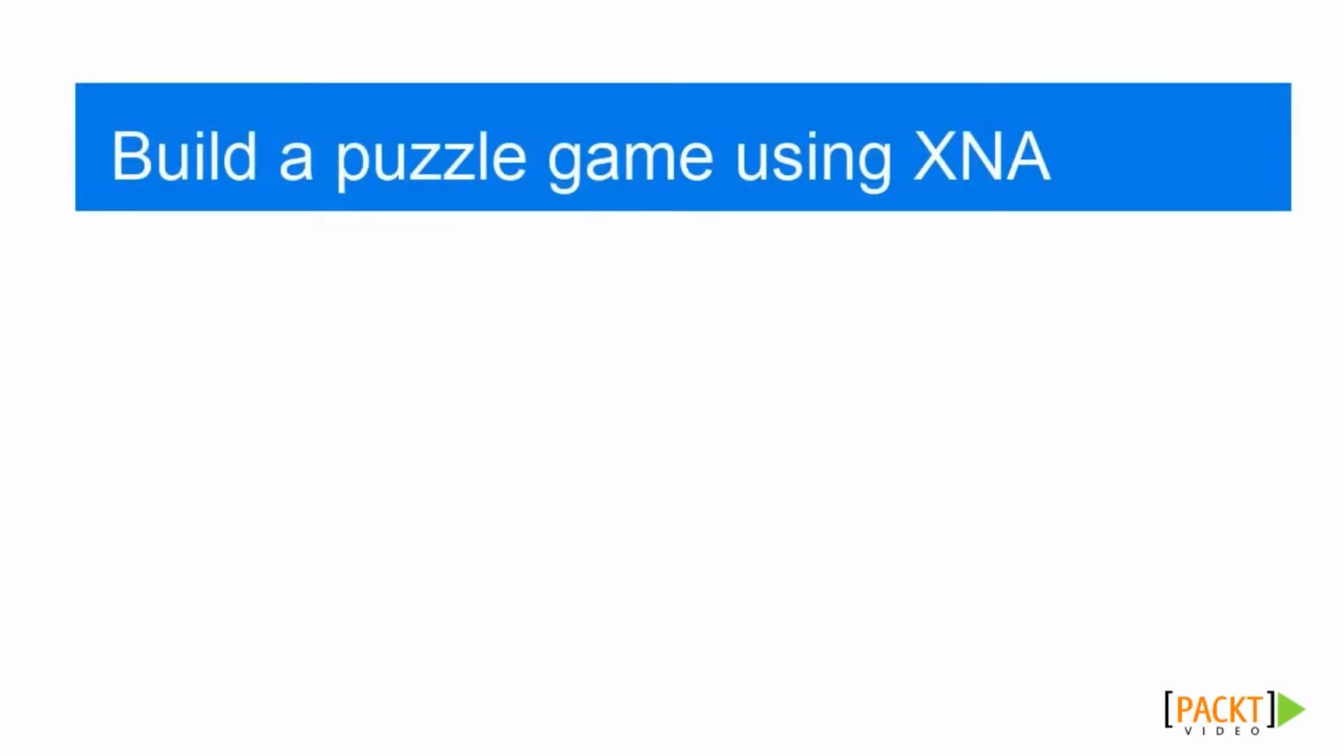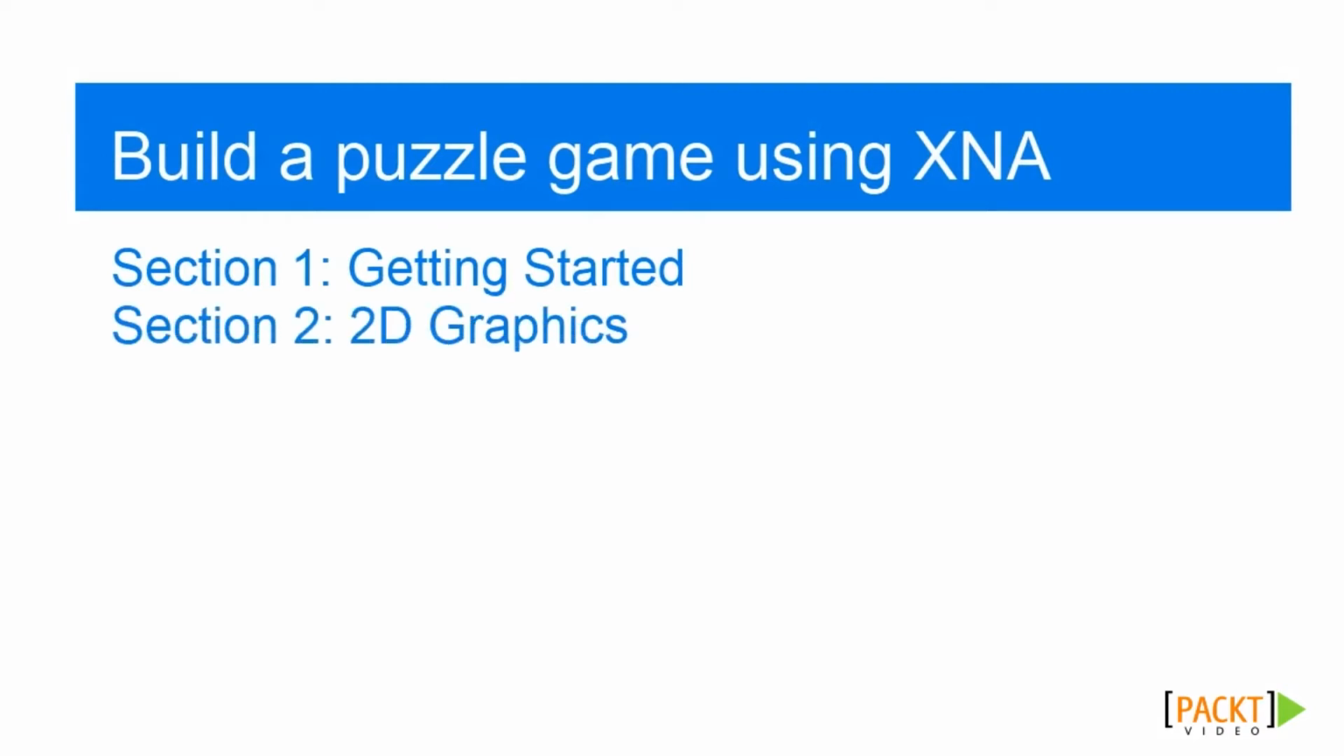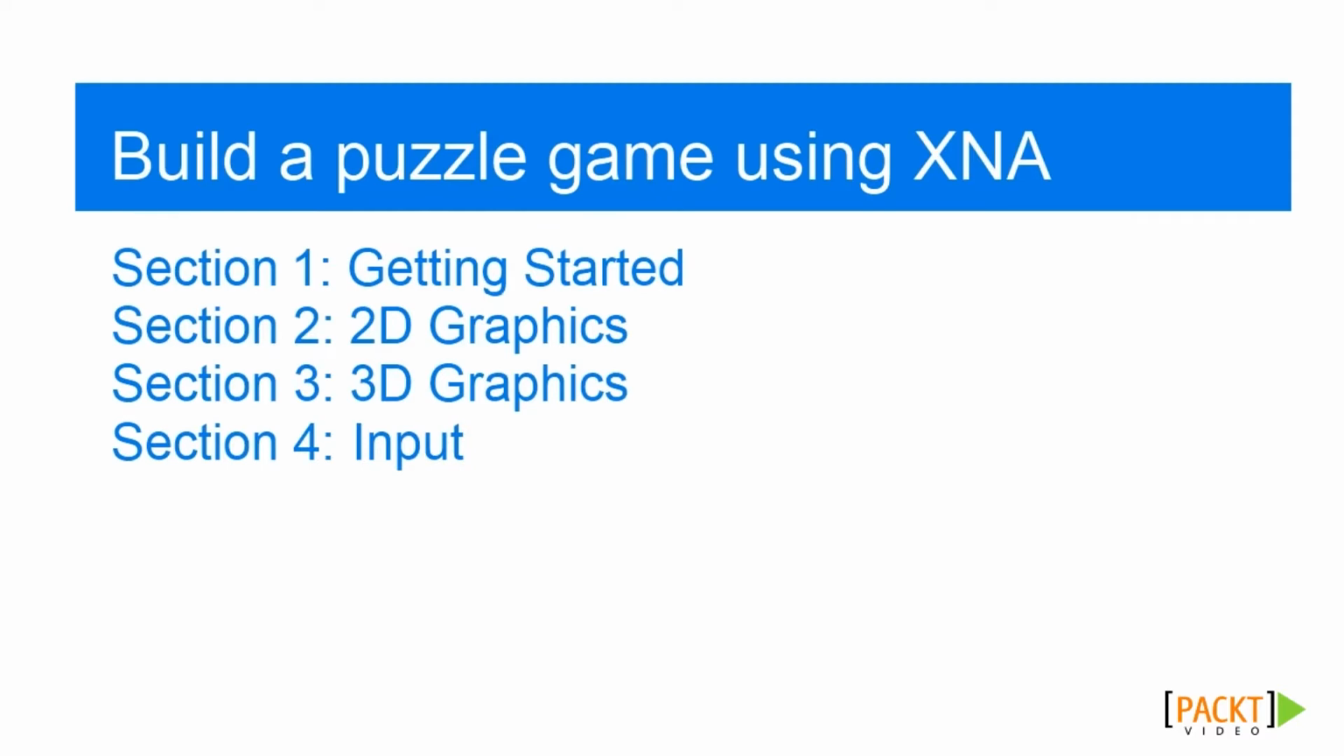This series consists of 8 sections. In the first section, we'll get started and install all the necessary tools and build our first app. In section 2, we'll cover 2D graphics, drawing sprites and images. In section 3, we'll draw 3D graphics and animate them. In section 4, we'll cover inputs, so control our main character.